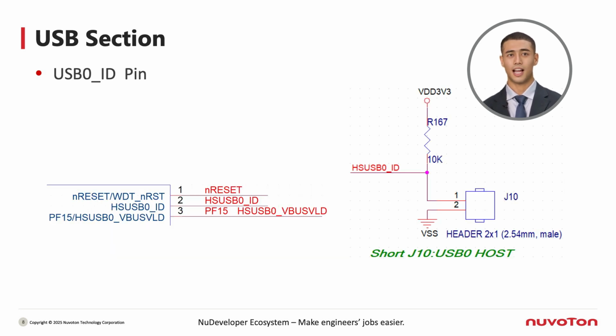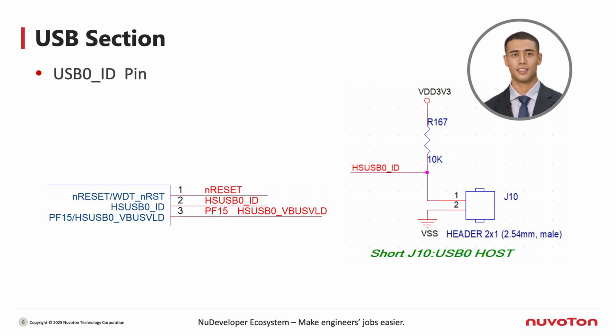In the USB section, one critical detail is the USB0 ID pin. At power on, the external voltage level on this pin determines the operating mode. When the pin is high level, USB0 enters device mode. When the pin is low, it switches to host mode.